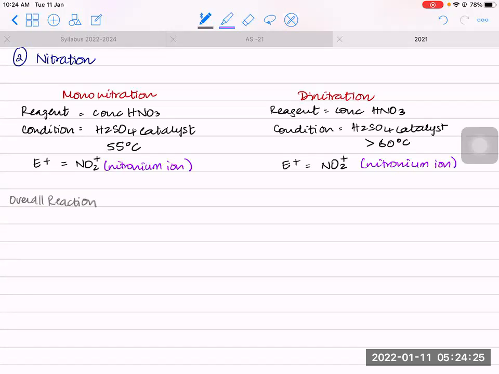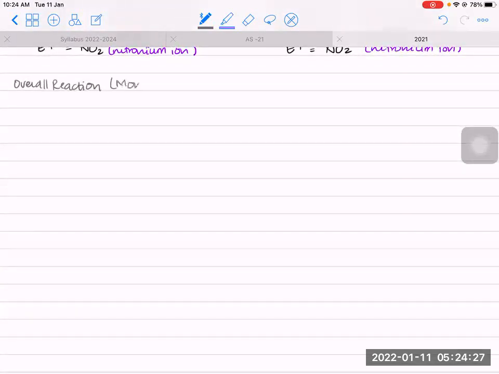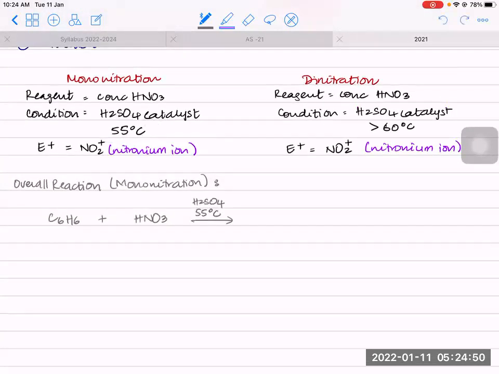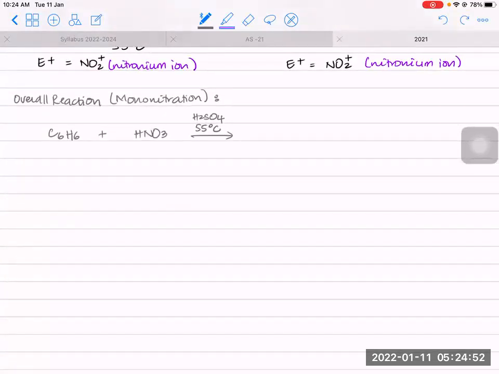So let's see the overall reaction of mononitration. Now you have a benzene ring, that is C6H6. This will react with HNO3 in the presence of H2SO4 at 55 degrees Celsius, because mononitration occurs at 55 degrees Celsius, giving you C6H5NO2 plus H2O. Let me show you the split formulae.